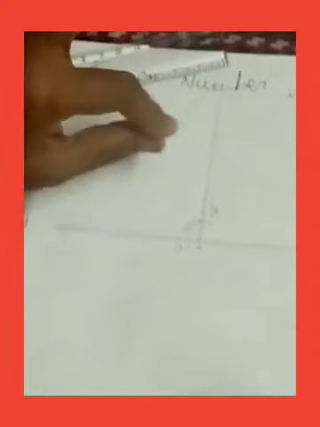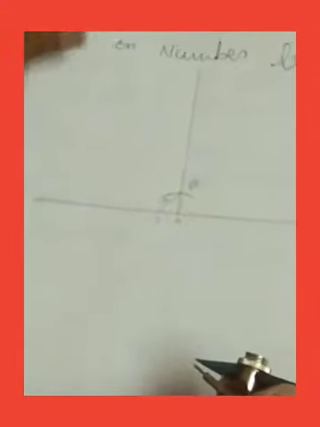Okay. And now OA is 1 centimeter, AB is 1 centimeter, and OB is root 2 units. Now if you want to plot or represent root 2 on the number line, take this OB as radius and draw an arc on the number line. That is the representation of root 2 on the number line. But here we have to represent root 3.